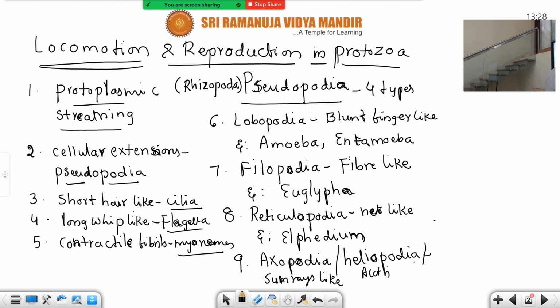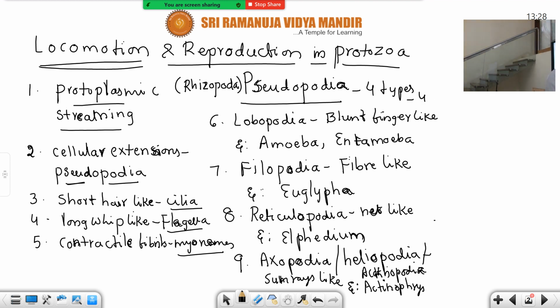More information is not necessary. What is given in the book is enough: axopodia, heliopodia or actinopodia are the other names of the sun-ray-like pseudopodia. Example: Actinophrys. Actinosphaerium was also given as a second example previously, but now it is limited to one example. Actinosphaerium looks like a sun, hence the common name sun animalcule. So these are the four types of pseudopodia.